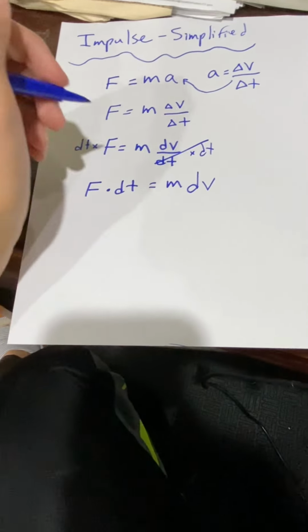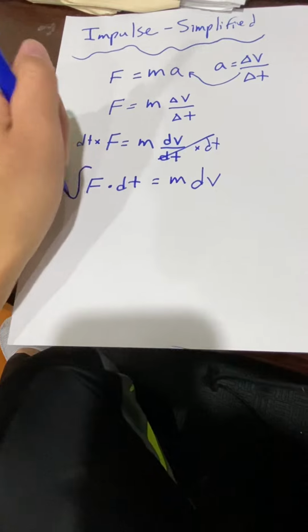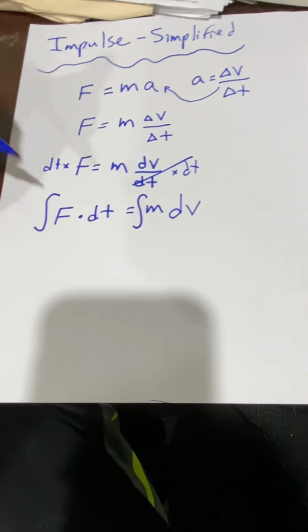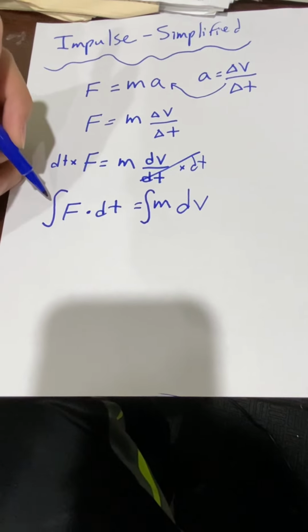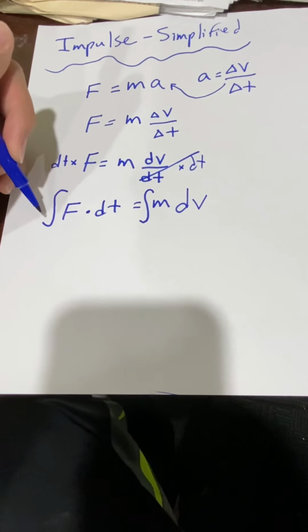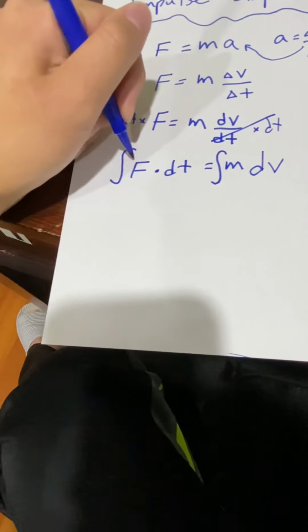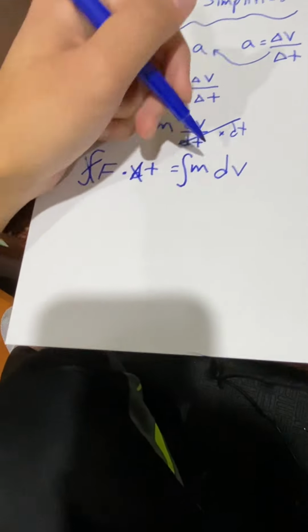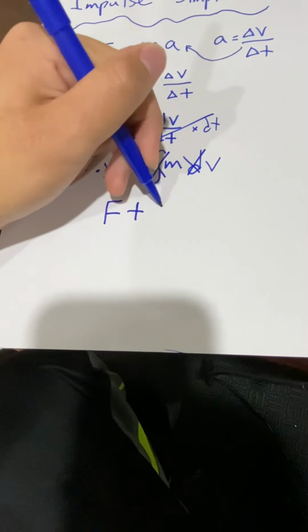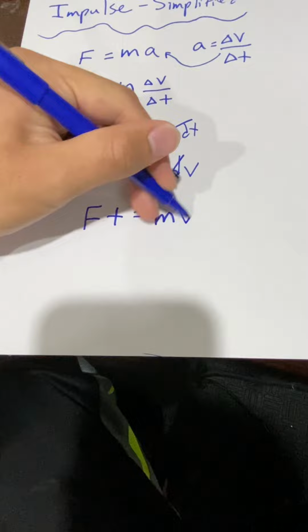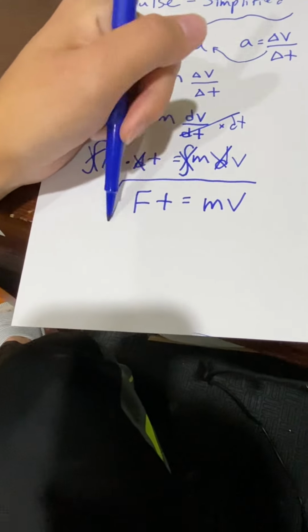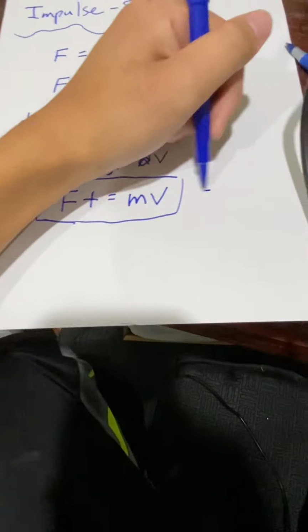Gonna do a little bit of calculus here. Whatever we do to the left side, we want to do to the right side. And don't worry about what this means. This just means integrate. And what the squiggle, the integration, means is that it cancels out the d. So this and the d cancel each other out on both sides. So we're left with F times t is equal to m times v. This is the definition of impulse.